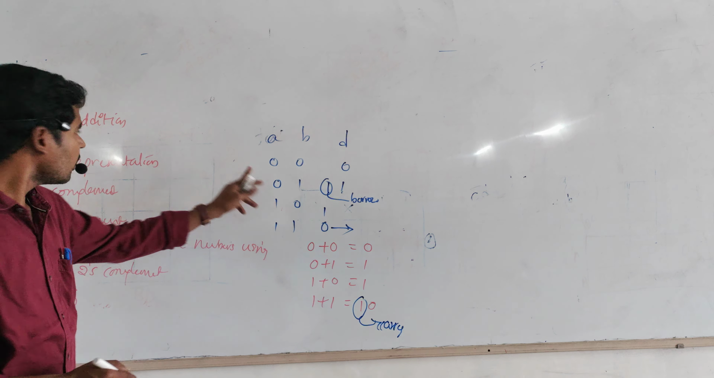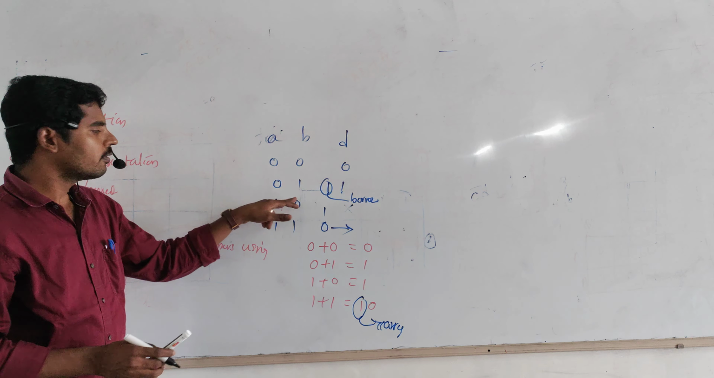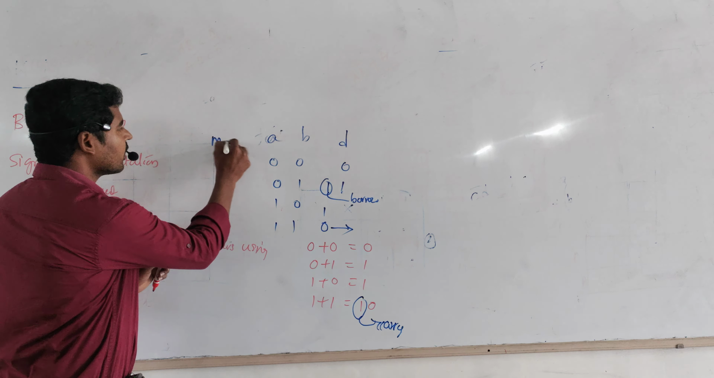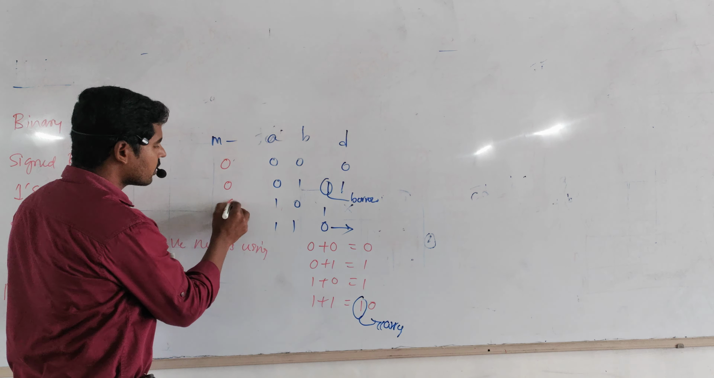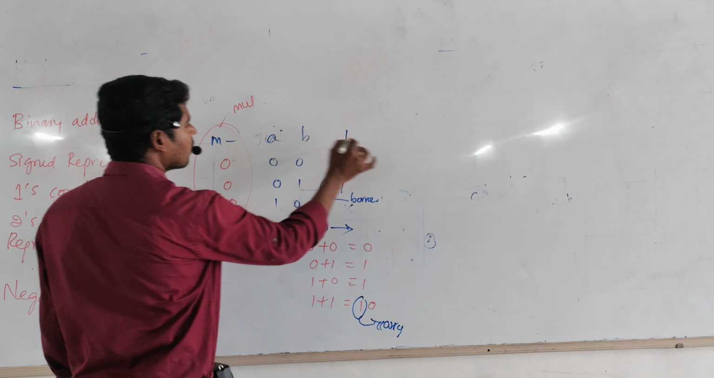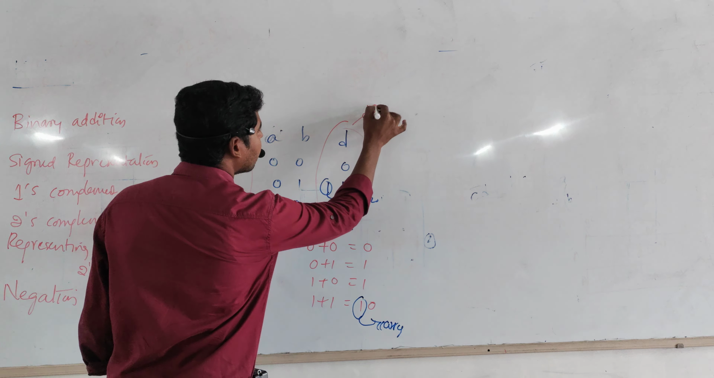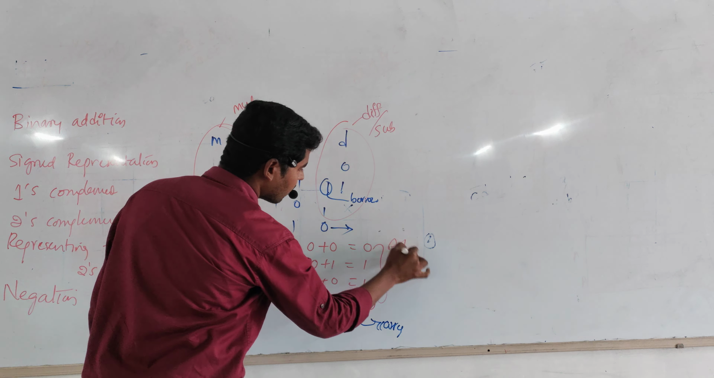As well as multiplication: 0 into 0 is 0, 0 into 1 is 0, 1 into 0 is 0, 1 into 1 is 1. This is for multiplication, this is for difference or subtraction, and this is for addition.